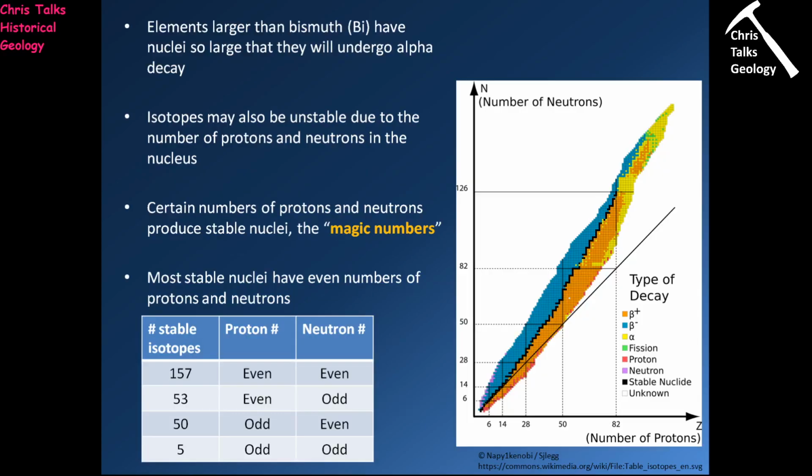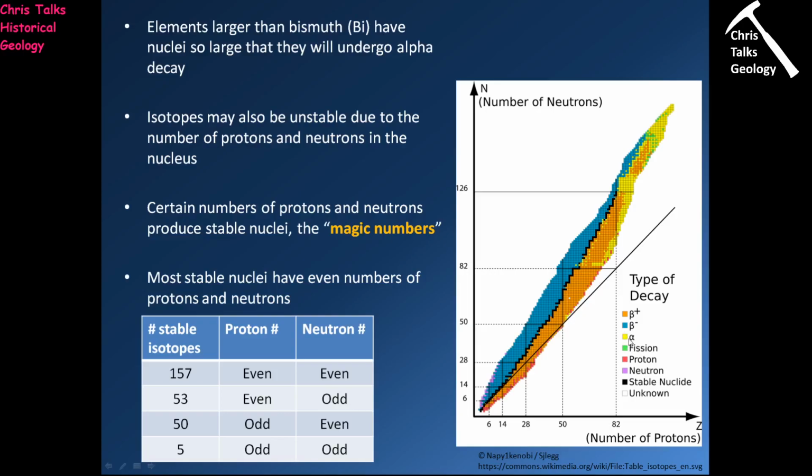Oh, I should point out, I do apologize, I should have read this. Any element larger than bismuth will have a nucleus that's so large it will naturally undergo alpha decay. Bismuth is 83 on the proton number, so it's going to be just to the right of this dashed line here. You'll notice that everything above bismuth, or a lot of these isotopes anyway, are marked out here in yellow. And that means they will naturally undergo alpha decay.